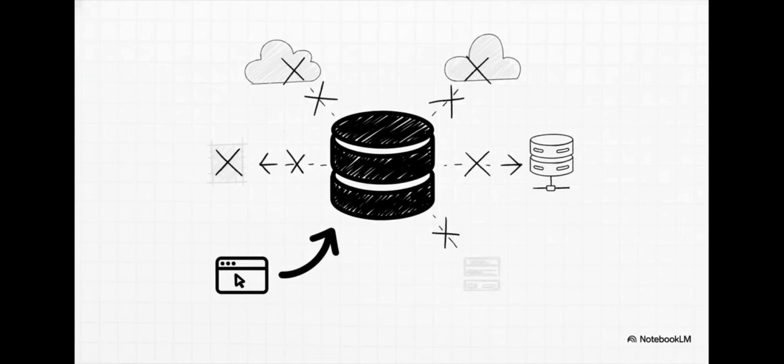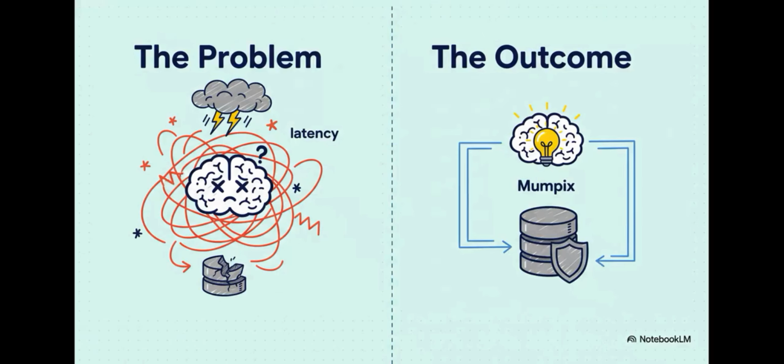It's totally zero config. There's no cloud setup, no dashboards you have to configure. You literally just run npm install Mumpix, and you get a single file with zero external dependencies. The database file itself is the API. It's that easy.